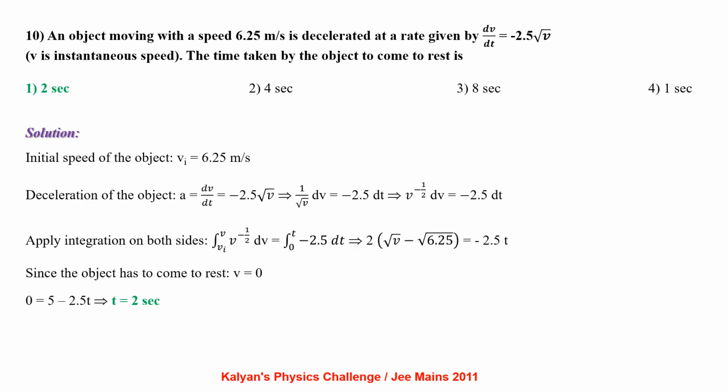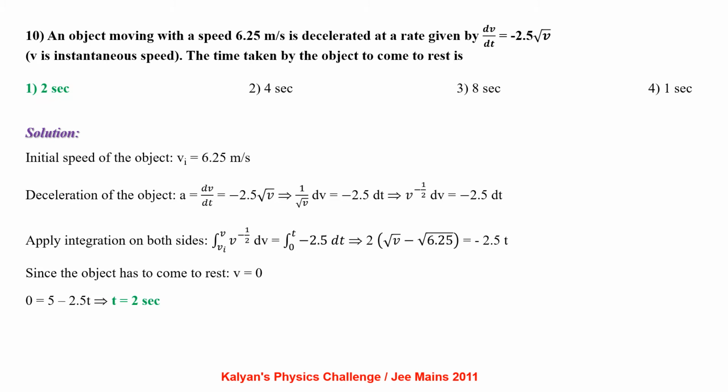An object moving with a speed of 6.25 meter per second is decelerated at a rate given by dv by dt equal to minus 2.5 root v, where v is the instantaneous speed of the particle. Now the time taken by the object to come to rest is, initial speed of the particle is 6.25 meter per second. Now deceleration of the object equal to dv by dt, that is minus 2.5 root v.